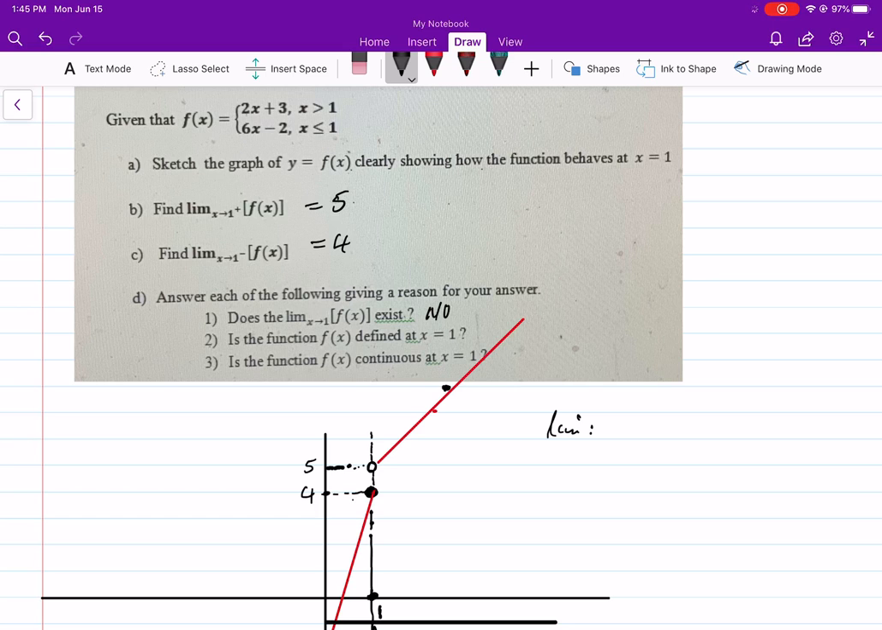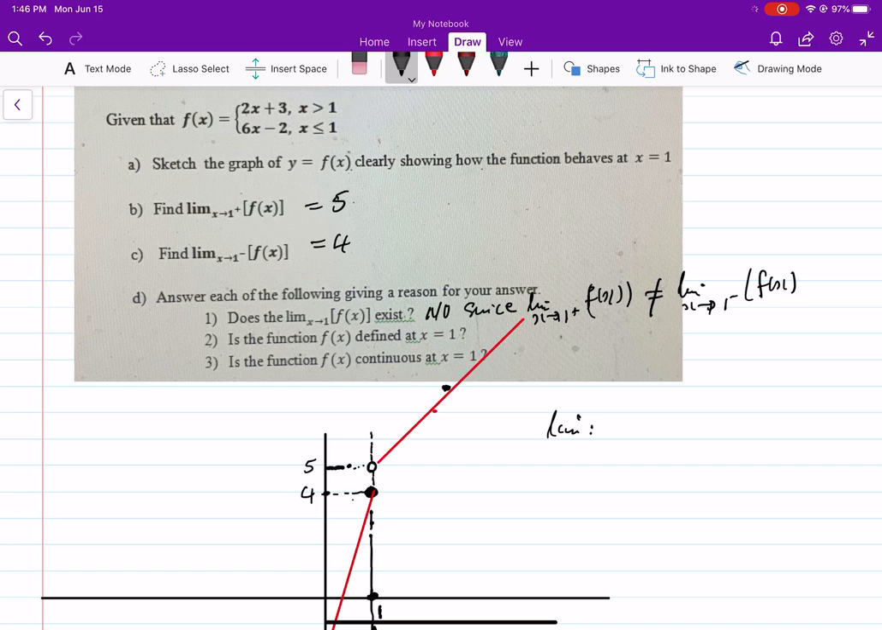No, the limit does not exist, since the limit as x approaches 1 plus of f of x is not the same as the limit as x approaches 1 minus of f of x. The limit does not exist.